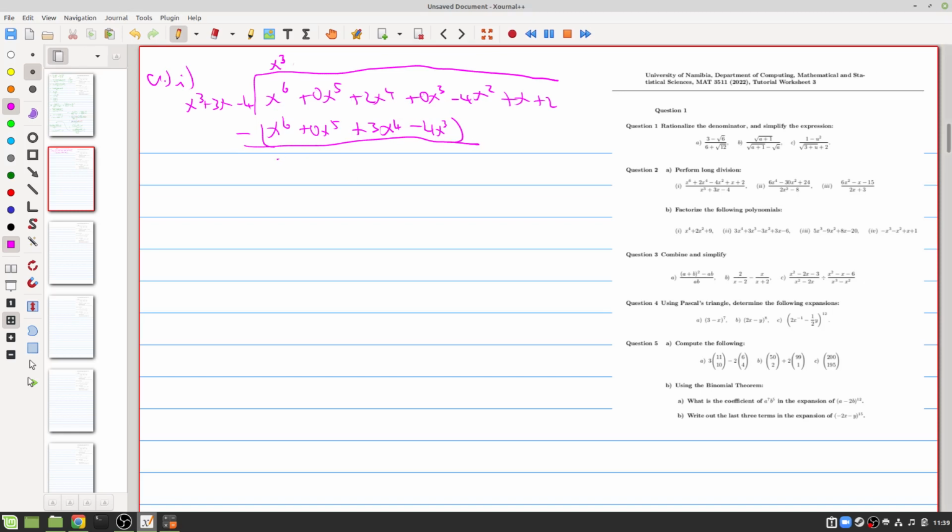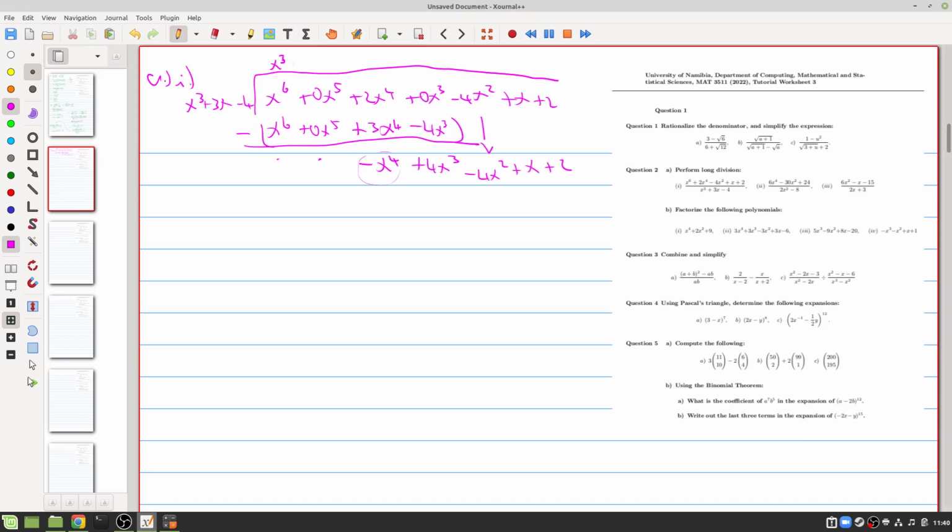Okay, this minus this is nothing. The x to the power 5s, nothing there. X to the power 4s, we've got 2 minus 3, which is negative 1, x to the power 4. Then x to the power 3s, we've got 0 plus 4, which is 4 x to the power 3. And then we can just bring down the rest. So minus 4x squared plus x plus 2. Okay, now we start the process again.